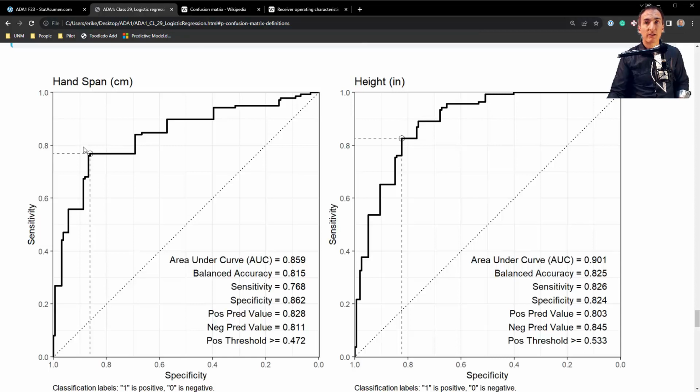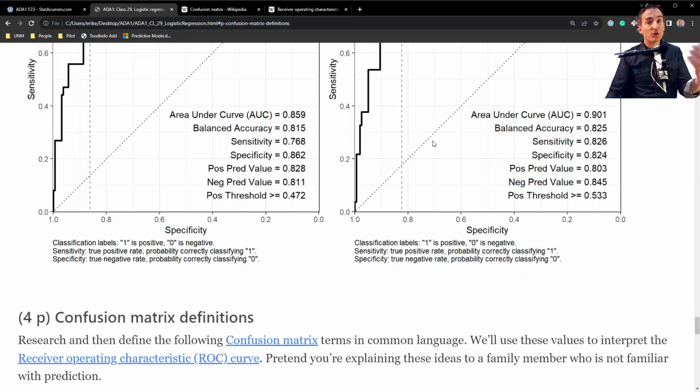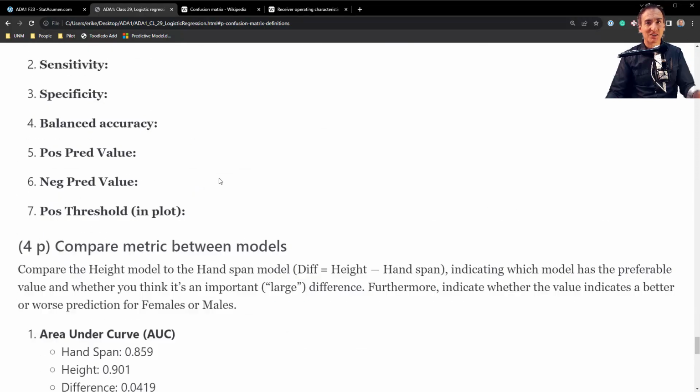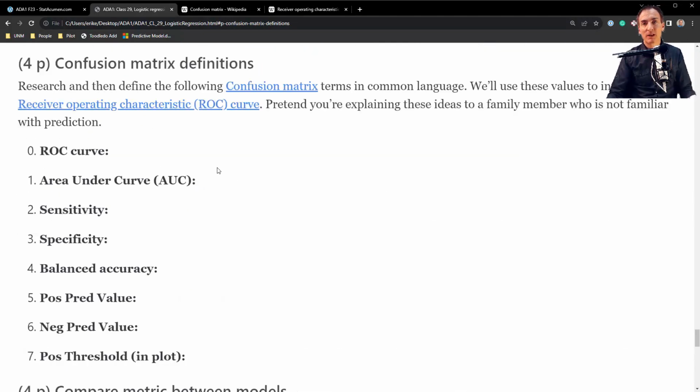Then the handspan predicts females better. No, excuse me, it predicts males better, specificity, but we're not predicting females as well with handspan. So you may use some of that in some of the interpretation below. I may not decide to repeat all that stuff.